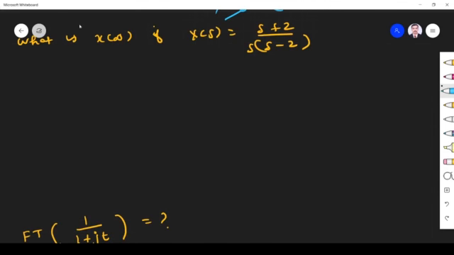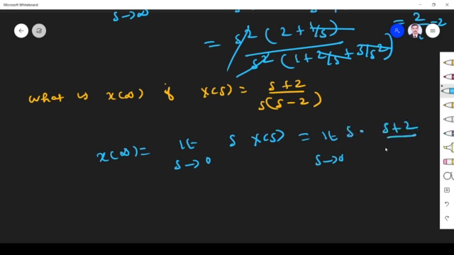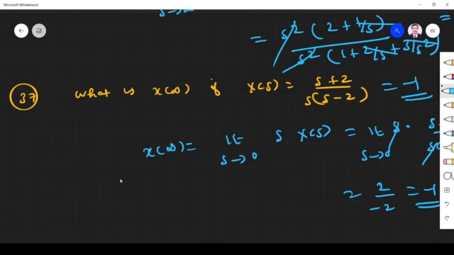Right. What about x of infinity, if x of s is given? So x of infinity is equal to limit s tends to 0 of s into x of s. So limit s tends to 0 of s into (s plus 2) divided by s into (s minus 2). Cancel. s is 0, so 2 by minus 2, that is equal to minus 1. So minus 1 is the answer.